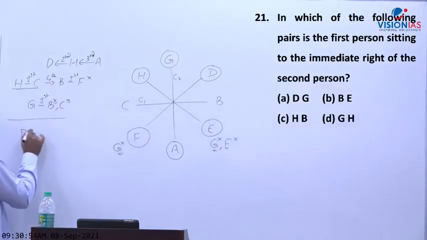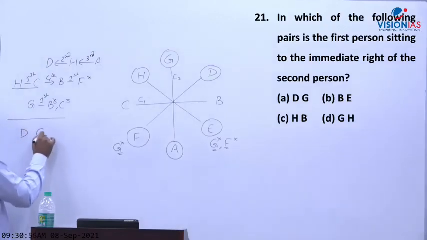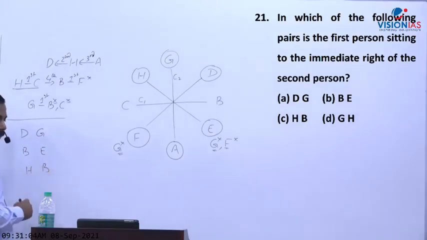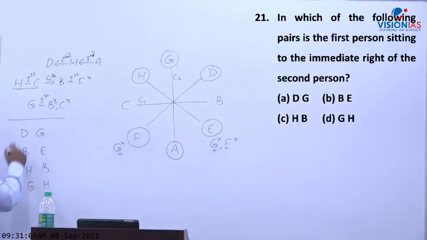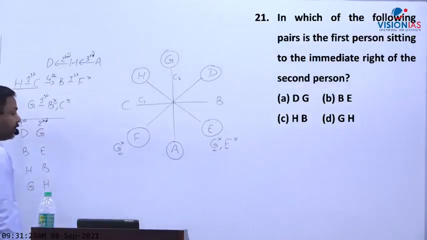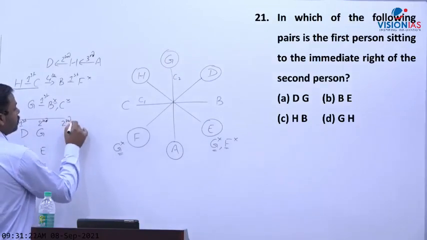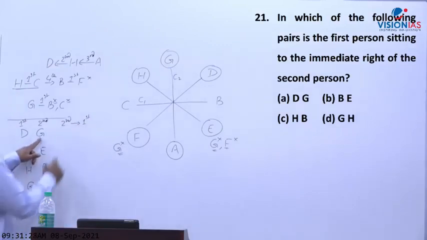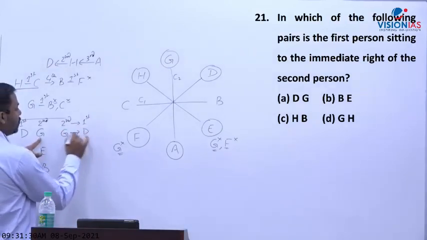And the options are DG, BE, HB and GH. In each option, the first letter is the first person and the second letter is the second person. As per the condition mentioned in the question, the first person is sitting to the immediate right of the second. It means on the right hand side of the second person, the first person should be there, so on the right hand side of G, D must be there.